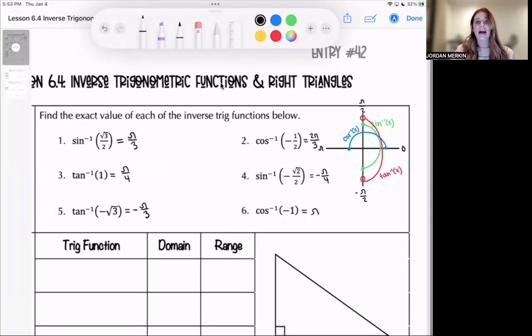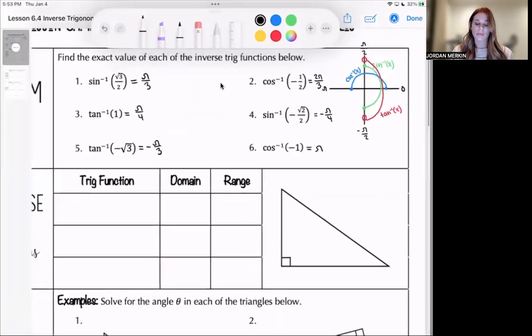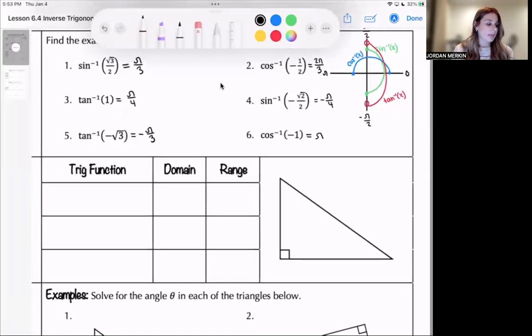Okay, so let's see how this relates to right triangles. So let's take a look at a right triangle here. We're going to do some labeling. So we have theta right here, and we're going to think of this as a reference triangle because we're not necessarily going to have only acute angles that we're working with in the future, but this is a reference triangle. Our reference angle is theta. We have our hypotenuse, we have our adjacent leg, and we have our opposite leg.